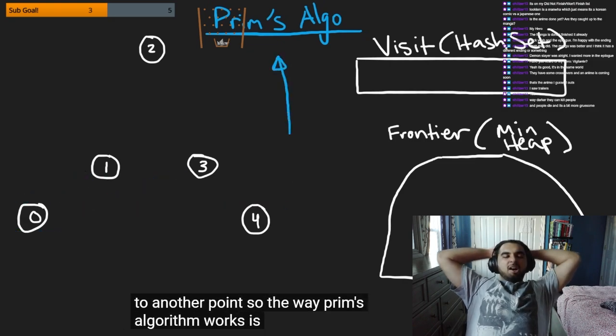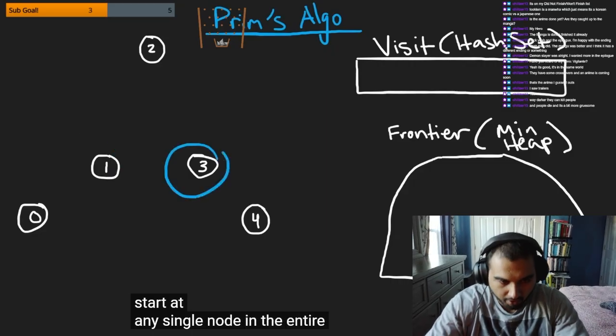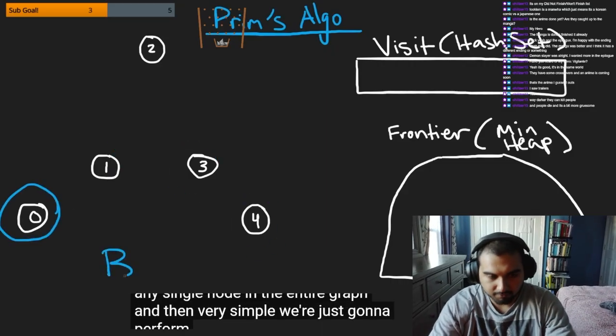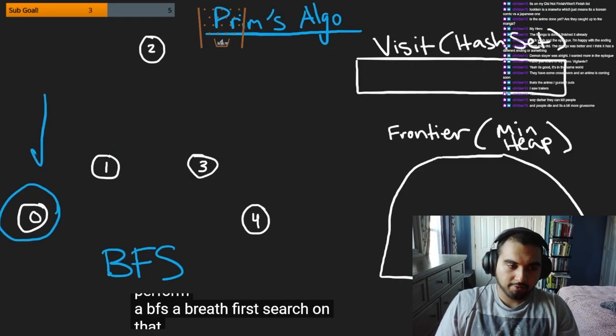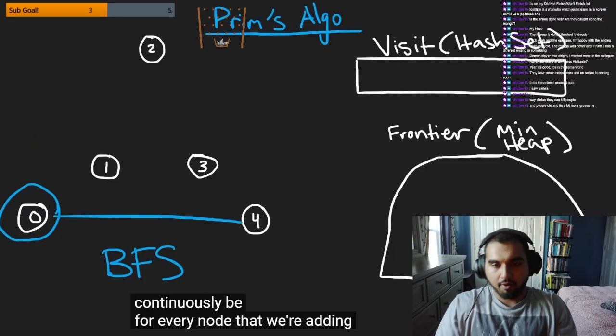The way Prim's algorithm works is we can choose to start at any single node in the entire graph, and then, very simply, we're just going to perform a BFS, a breadth first search, on that node, where for every node that we're adding, we're going to have 2 data structures.